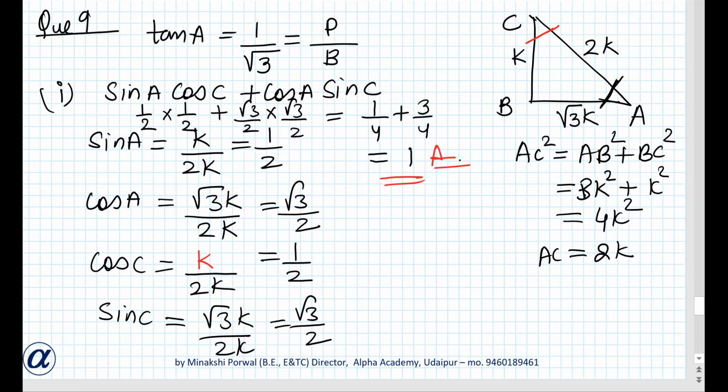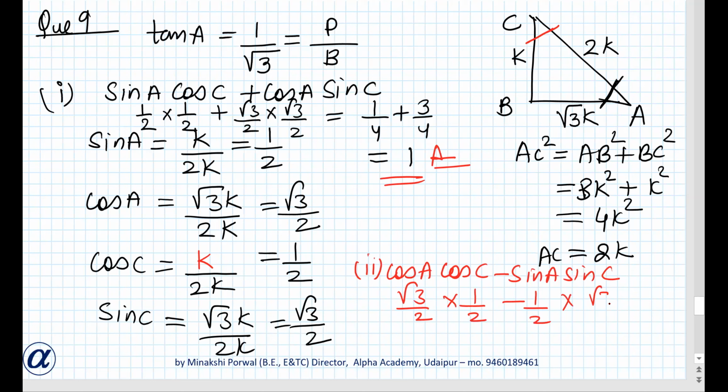First part is done. Any doubt in this part? Then part B. I am doing it here only because all values are written here, so it will be convenient. Anyway, it is just one step more now. Cos A cos C minus sin A sin C. Cos A is root 3 by 2, cos C is 1 by 2, sin A is 1 by 2, and sin C is root 3 by 2. So basically it is root 3 by 4 minus root 3 by 4, that is equal to 0. So this is also the answer.